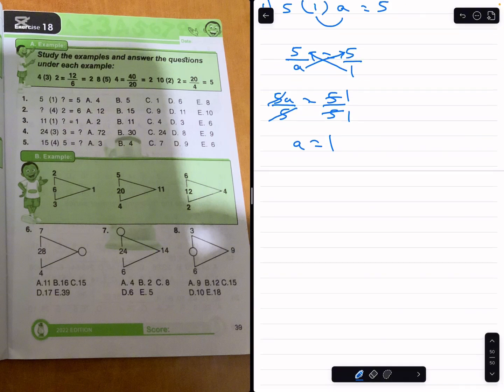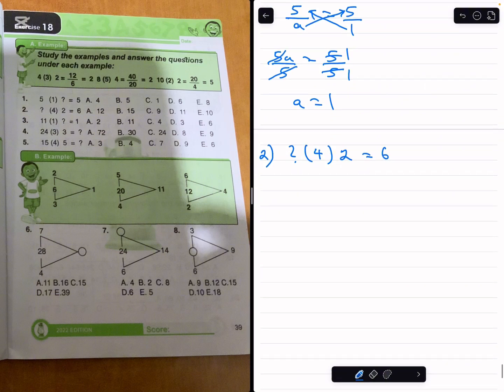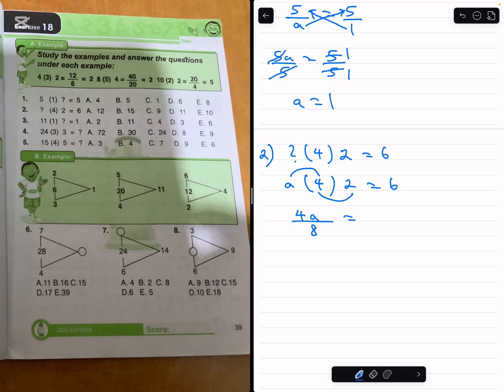Now let's go to number 2. I'll be using A wherever there is a question mark. Number 2, dash 4, 2 equals 6. So you can make the question mark letter A. So let's assume that number is A. That means A 4, 2 is equal to 6. And you know that that's A times 4, which is 4A. That's the numerator, divided by 4 times 2, 8. That's the denominator, equals 6.